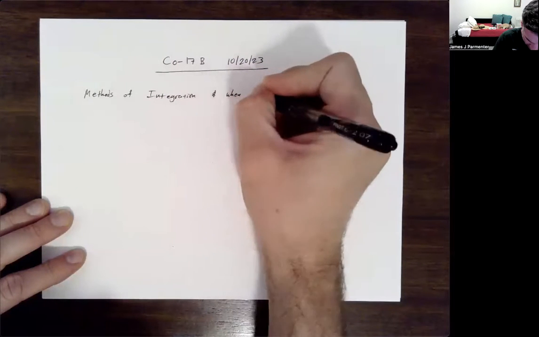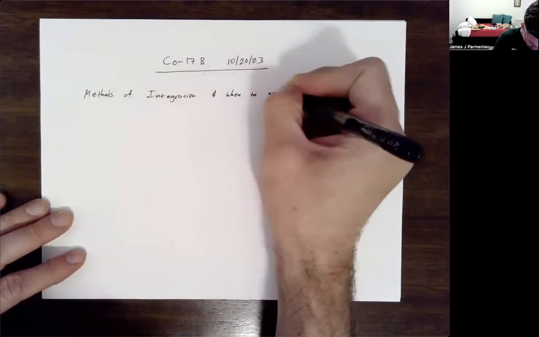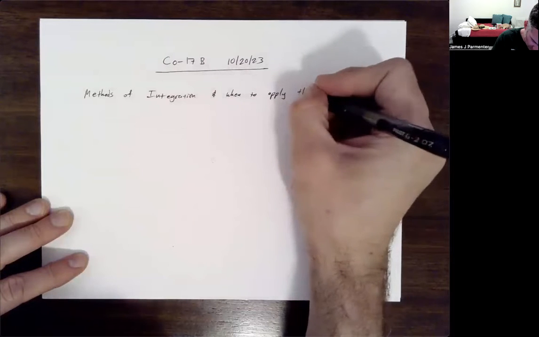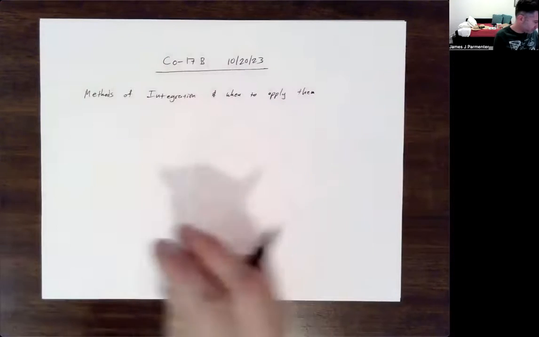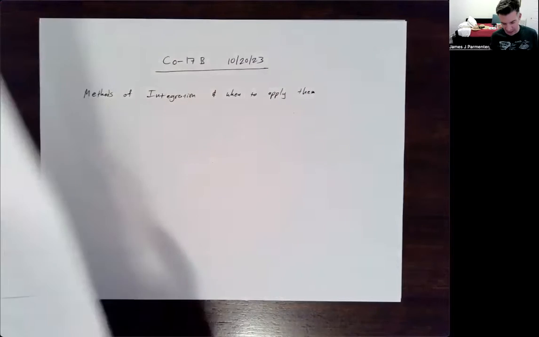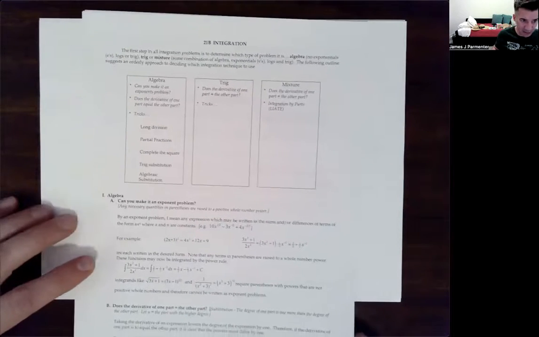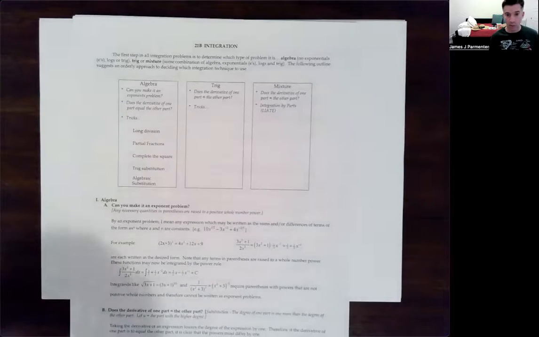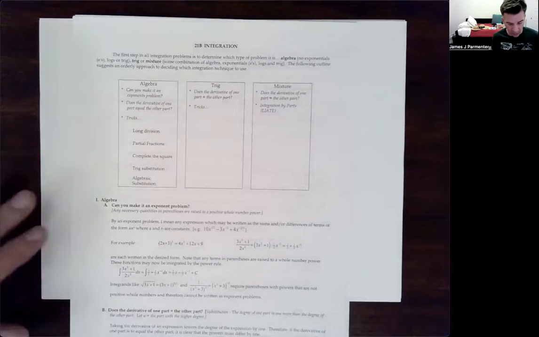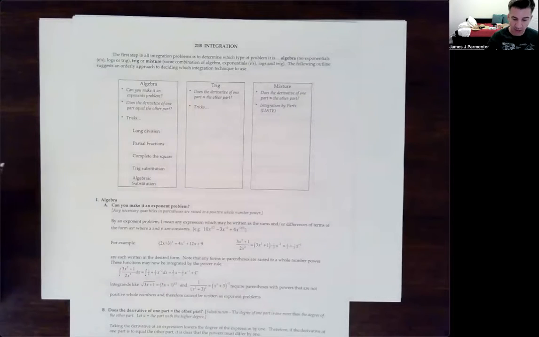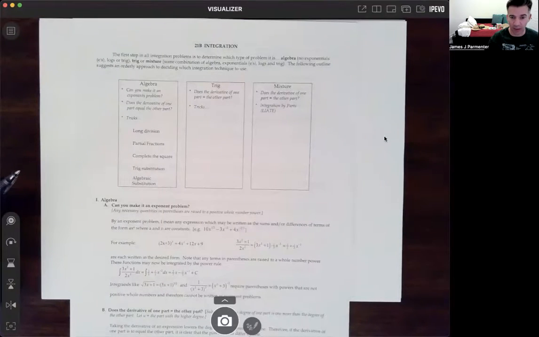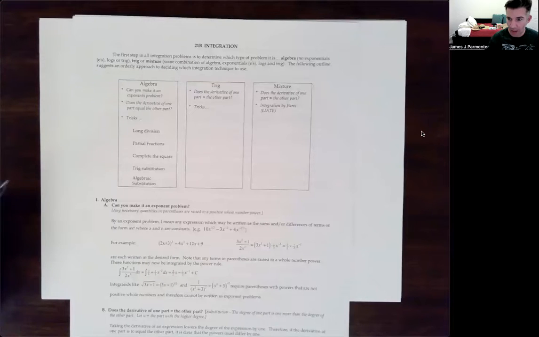And I have this handout that I'm going to post on Canvas as well. I'll show it to you right now. It looks like this. It's a 21B handout, but it's been modified for 17B. So basically the idea is to figure out what way we want to integrate something, we're going to look at what kind of integral we have. And the categories are very broad here.